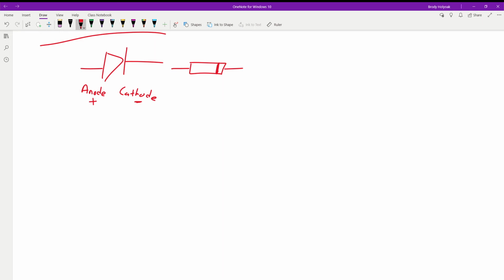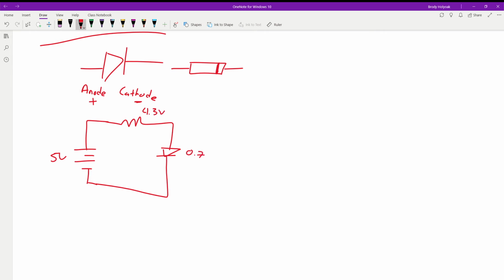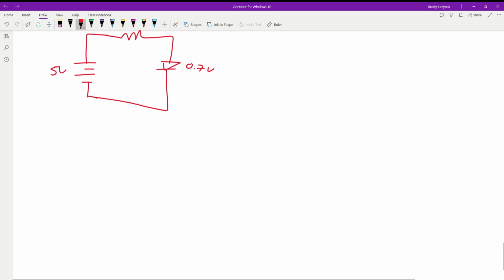All right, so if we have a simple circuit like this. So we have 5 volts. With our diode in this configuration, what's going to be the voltage? So 4.3 across the resistor and 0.7 volts across our diode. Okay, we could take this out a step farther.